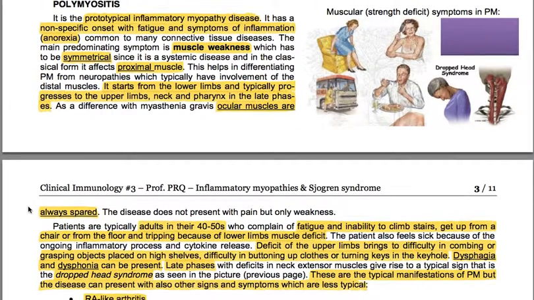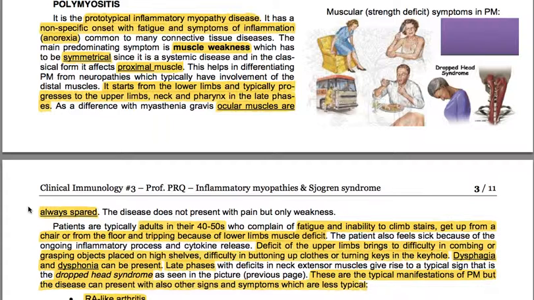Polymyositis is the prototypical inflammatory myopathy disease. It has a non-specific onset with fatigue and symptoms of inflammation and anorexia, common to many connective tissue diseases. The main predominating symptom is muscle weakness, which has to be symmetrical since it is a systemic disease, and in the classical form it affects proximal muscles. This helps in differentiating polymyositis from neuropathies, which typically have involvement of the distal muscles.